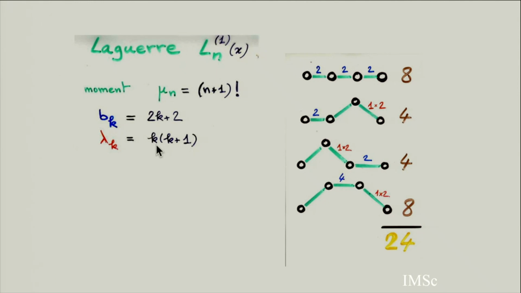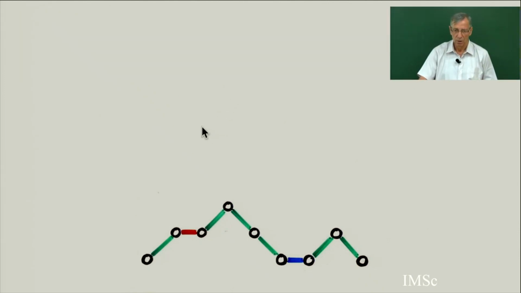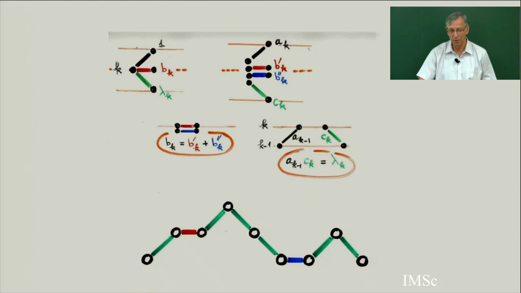And so I am going to give a proof now, a direct combinatorial proof of the fact that the sum of the weights of the Motzkin paths with these specific b_k, lambda_k is exactly the number of permutations. So the idea is to split the valuation. Instead of having two valuations, b_k and lambda_k, I'm going to split it into four valuations. I have a valuation a_k when I go up, b prime k, b double prime k, and c_k.